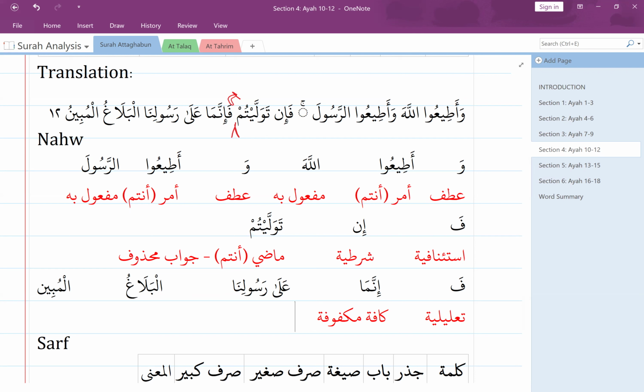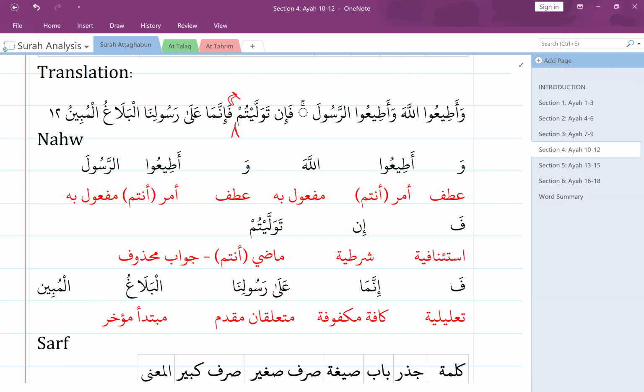Ala rasulina. Ala is harf jar. Rasulina is mudaf and mudaf ilayh, which is majroor because of ala. So this is khabar muqaddam. It's متعلقان بمحذوف خبر مقدم. You're right, this is مقدم. Good. So what is al-balagh then? This is موصوف, and al-mubin is the sifa, which is forming a مبتدأ مؤخر. Yes, so this is a مبتدأ مؤخر.